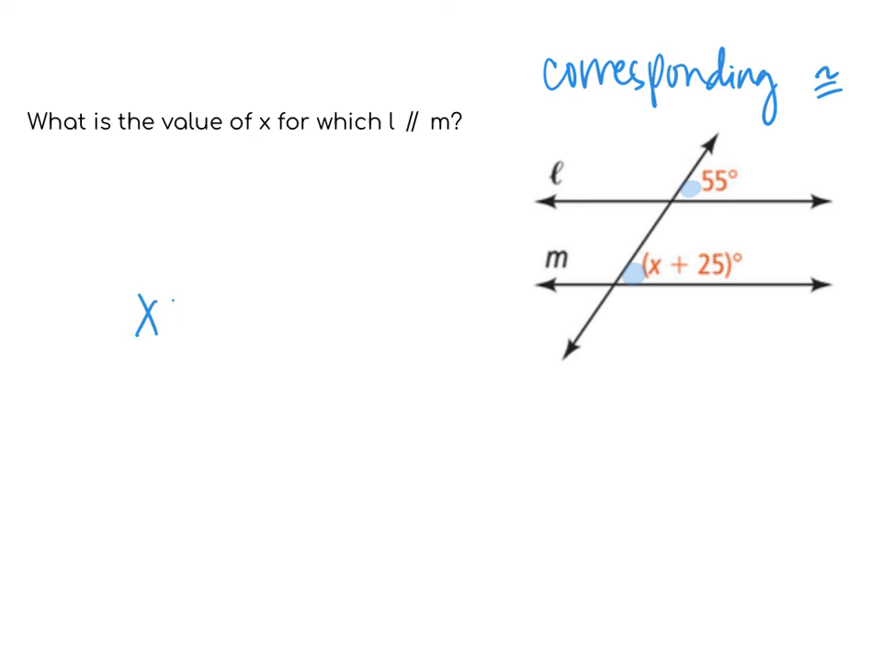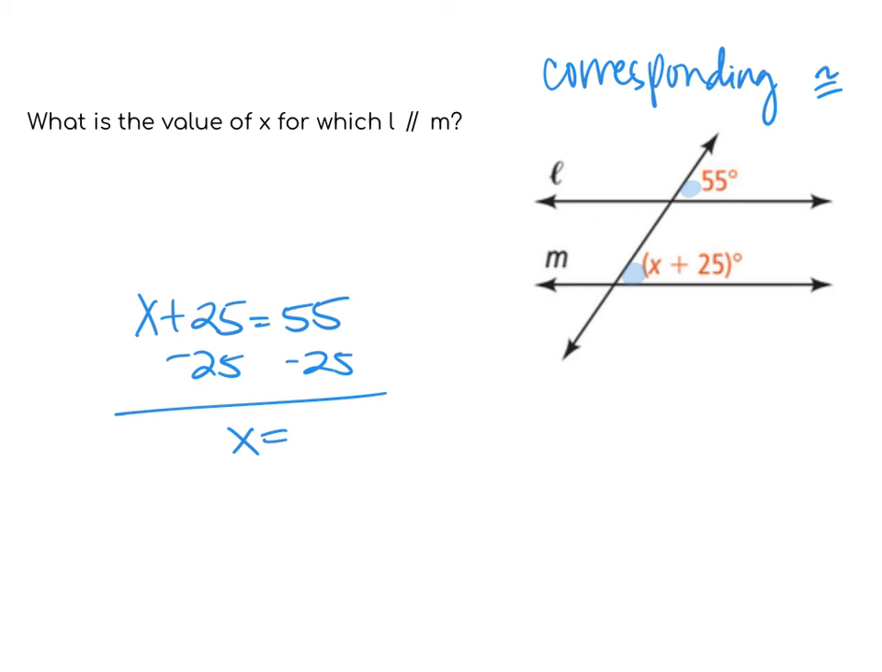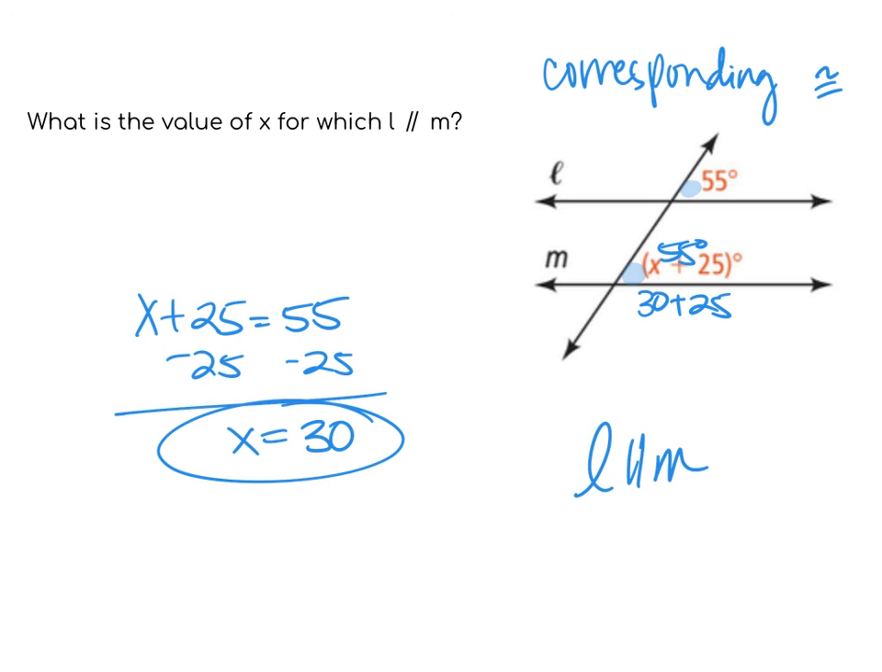So I'm just going to do x plus 25 equals 55. Solve for x. And again, x equals 30, right? So if I plug that in, that gives me 55, and that's 55. When those two angles are congruent, it means that L is parallel to M. Okay, so again, that's the goal. When x is 30, right, that's the value of x to make L parallel to M.